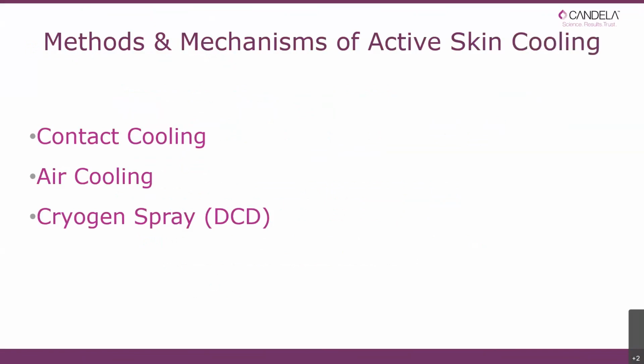So in order to assist in this selective photothermolysis, whereby we want to destroy our target, but we don't want to damage the surrounding tissues, another way we do this is by using some kind of cooling. And there are three basic methods that we can cool tissue. We can use contact cooling, we can use an air cooling system, or we can use cryogen spray or dynamic cooling devices, we call it in Candela.